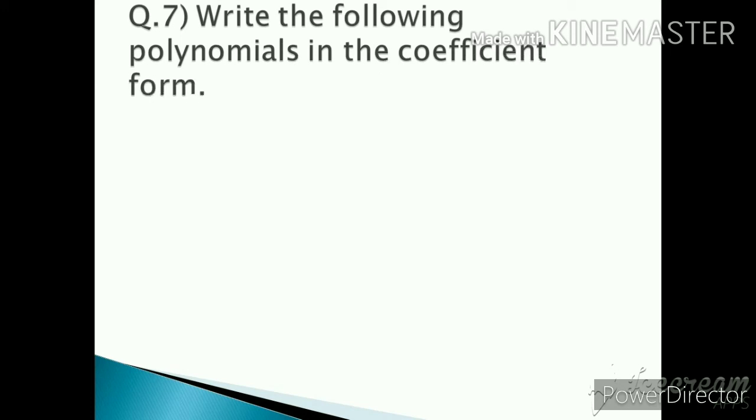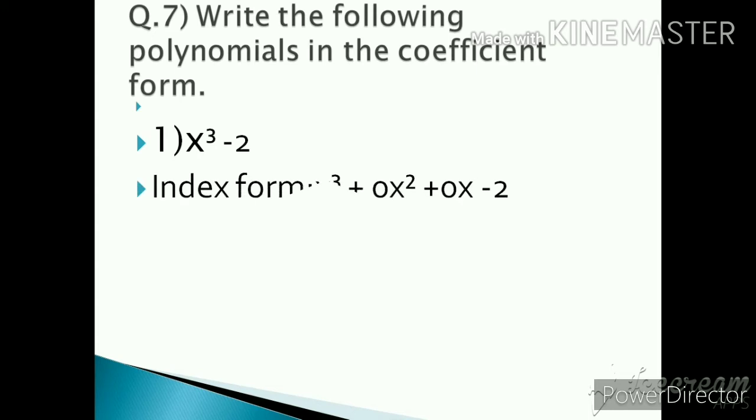Write the following polynomials in the coefficient form. Coefficient means, children, whatever the numbers are there with the variables are known as coefficients. For this, children, first of all we have to write in index form, then we have to write coefficient form. Question number 1. x raised to cube minus 2. First we will write in index form.